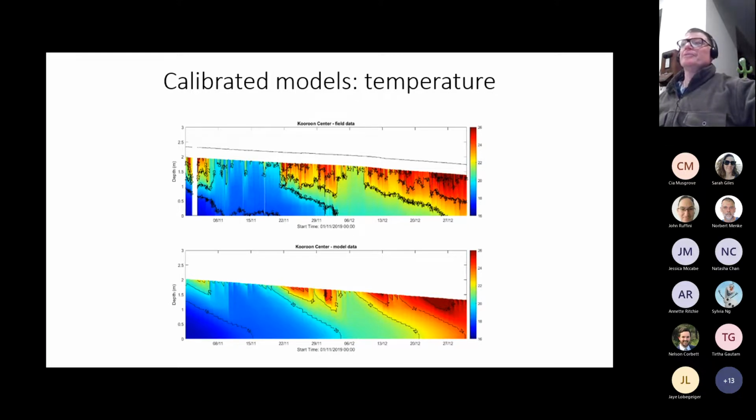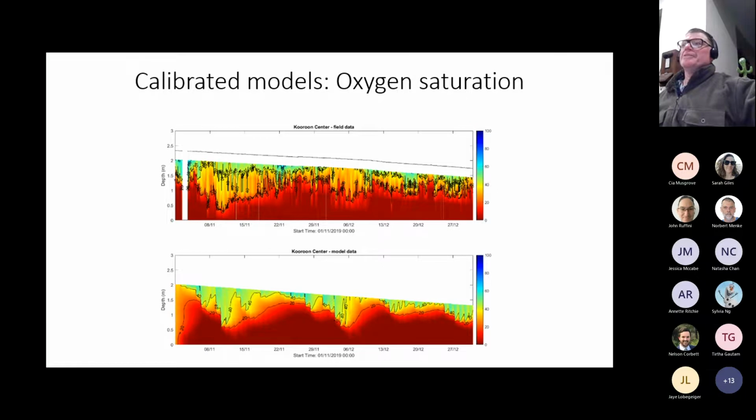So here's an example for temperature, the top one being the observed logger data and the bottom one being the model representation of that, the calibrated model. And again for oxygen saturation. So this is the percentage of oxygen dissolved in the water compared with what is theoretically possible. This is a good measure of availability to aquatic gill-breathing animals. And again, we have a model that well represents the measured data across the 6 waterholes.